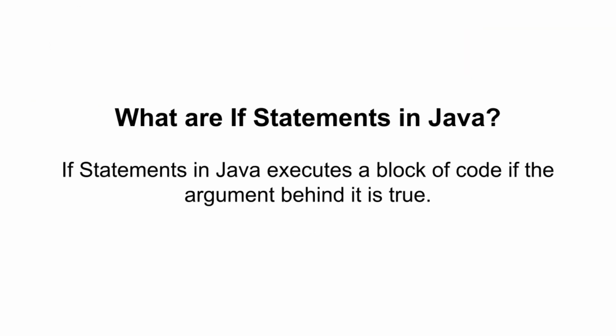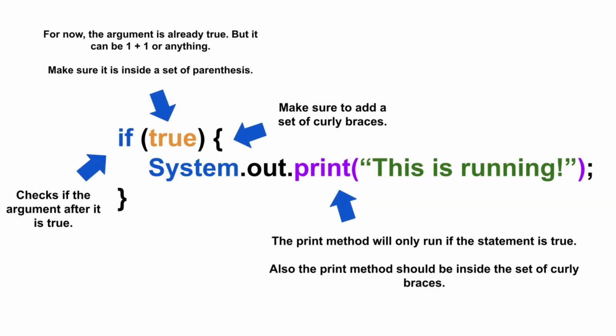What are if statements in Java? If statements in Java execute a block of code if the argument behind it is true. To write an if statement, first write the word if, lowercase. Then write a set of parentheses. You will write your argument inside the parentheses. For now, my argument is already true, but it can be 1 plus 1 or anything for that matter.